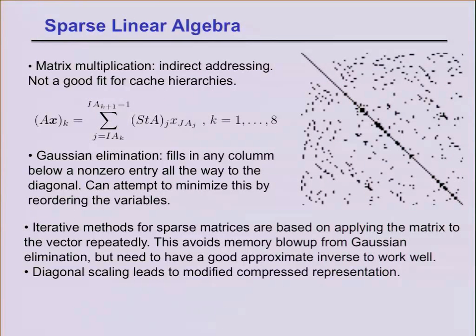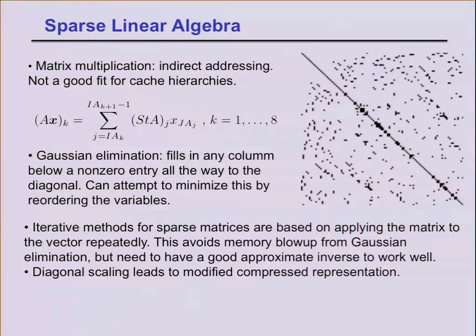Sparse linear algebra. This is kind of the linear system companion to unstructured grids. This is a matrix, or at least the pattern of non-zeros of a matrix. Here's the diagonal that actually is all filled in, and then you have a bunch of off-diagonal terms. A direct method like Gaussian elimination for this is horrible, because every time you do a row reduction, you fill in all the columns underneath non-zeros. So this fills in rather rapidly, and you lose any advantage to sparsity.